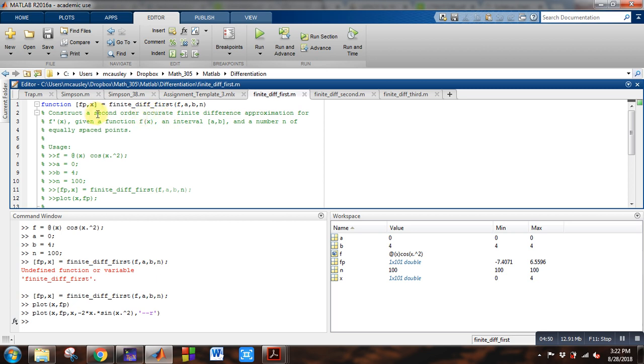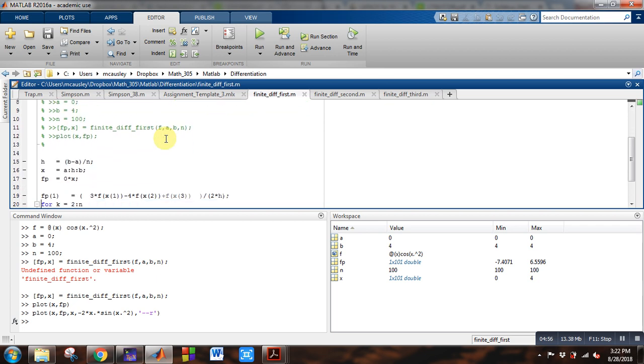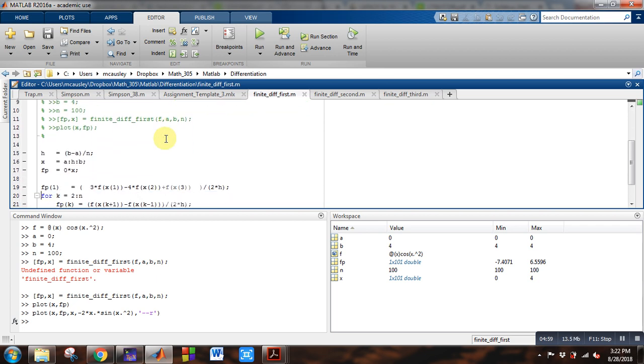It says that it is a second order accurate finite difference approximation. And what that means is that if h is small, let's say 0.1 or 0.01, the error will be around 0.1 squared or 0.01 squared.